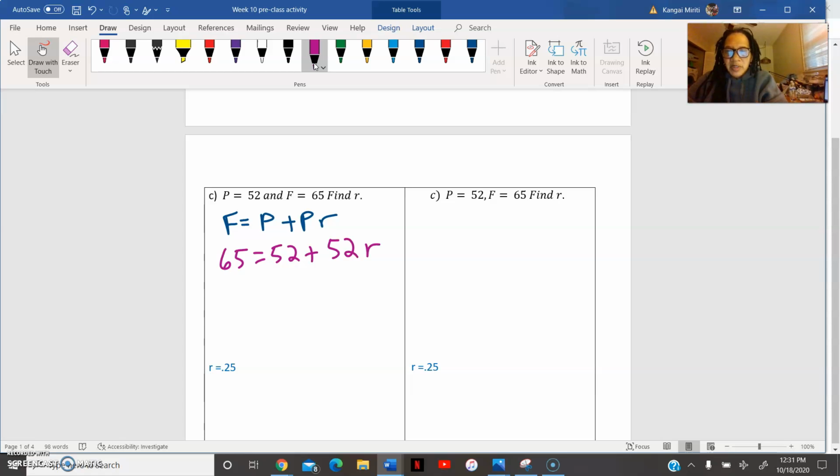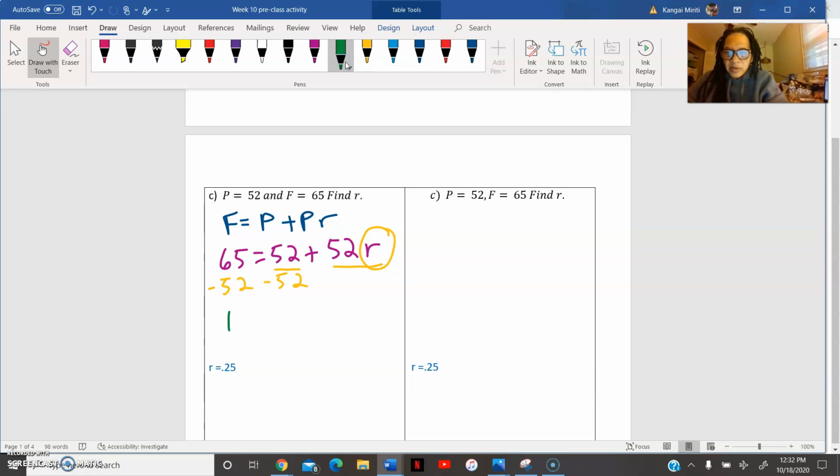So now if we want to solve this equation, be very careful here. This is 52, this is 52r. They are not like terms. Don't try to put them together. We want to get r alone. So the first thing we want to do is move this 52. We're going to subtract 52 on each side.